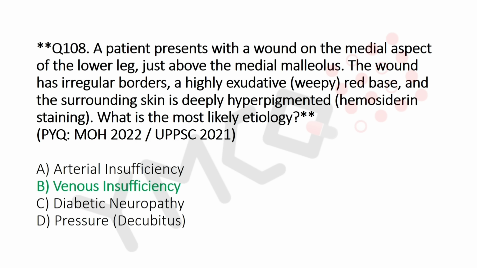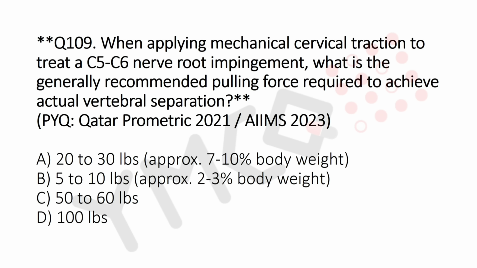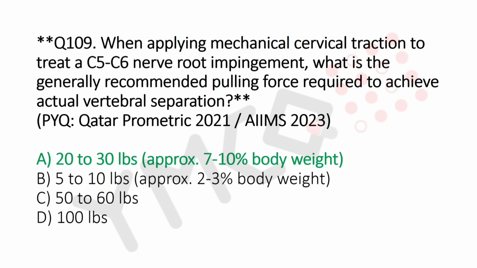Now let's move to question number 109. When applying mechanical cervical traction to treat a C5-C6 nerve root impingement, what is the generally recommended pulling force required to achieve actual vertebral separation? Option A, 20 to 30 lbs. Option B, 5 to 10 lbs. Option C, 50 to 60 lbs. Option D, 100 lbs.